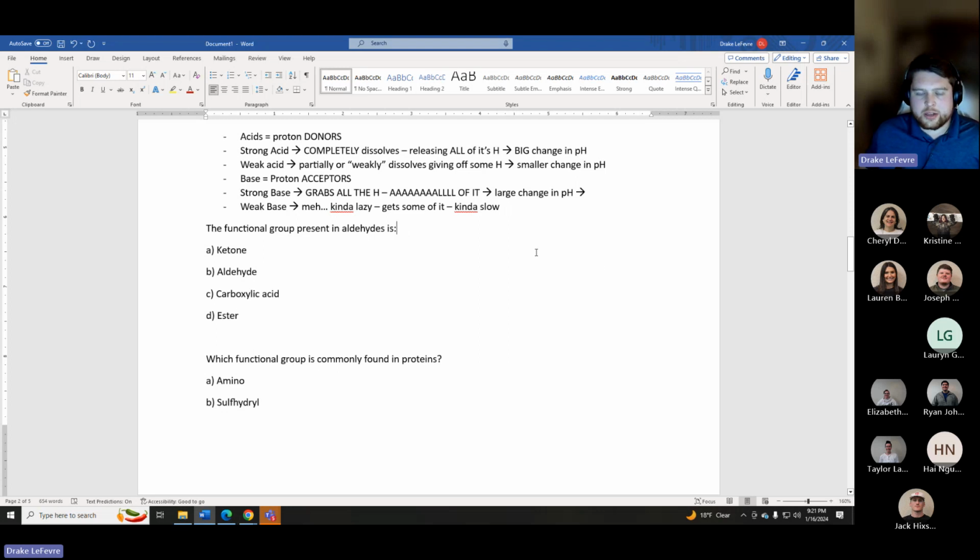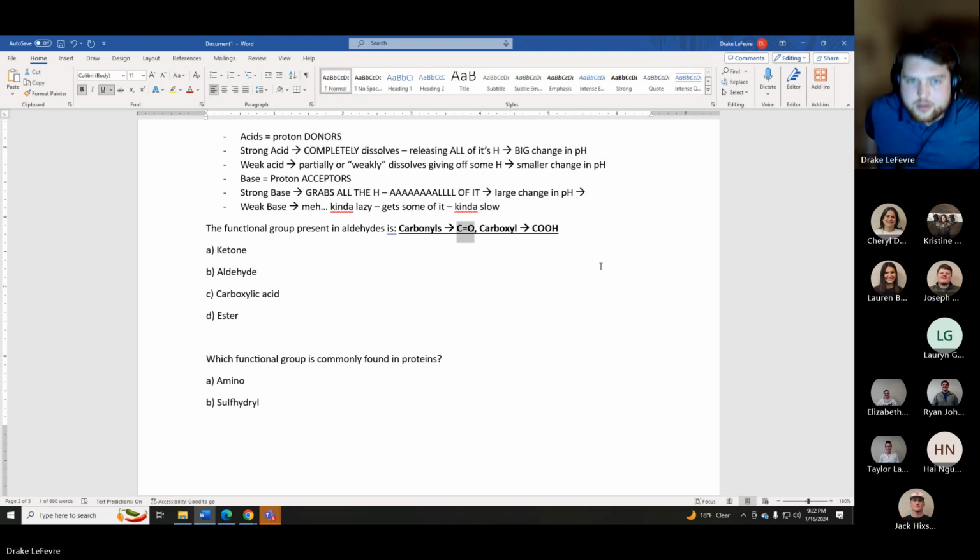What is the functional group that's present in aldehydes? Carboxyls? Carbonyl. Carbonyls. Good. Pronunciation is key. What's the structure of a carbonyl? C double bonded O. Perfect. How is it different from a carboxyl? What's the makeup of carboxyl? Taylor's right, it does have a hydrogen. What's its full chemical structure? COOH. Perfect. Carbonyls, are they basic or acidic? Basic. Carboxyl? Acidic. Beautiful. See, y'all are learning.